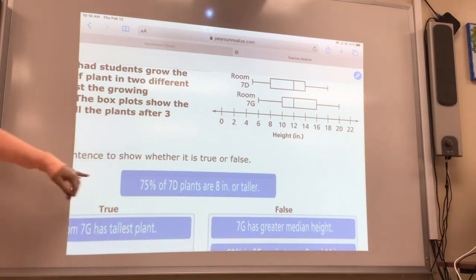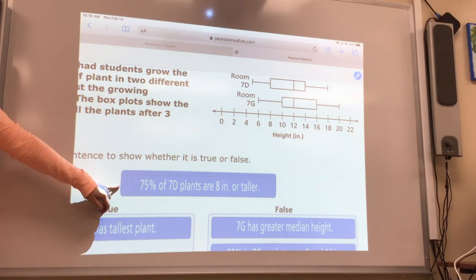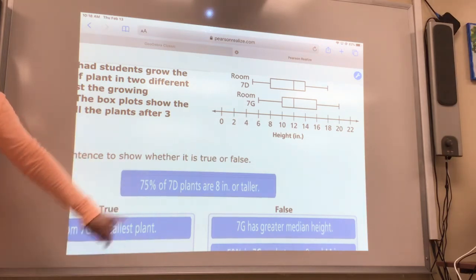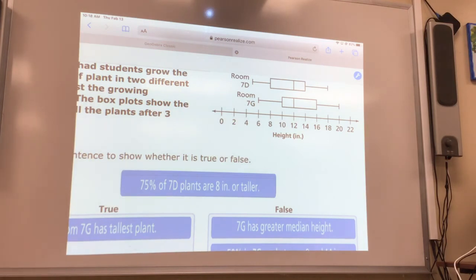Next one. 75% of 7D plants are 8 inches or taller. How would we find 75%? Because we only looked at 25s and 50s when I was writing information earlier. If quartiles split it into 25s, you just add another group. Every group is 25%, so how many groups do I need? 3. I need 3 groups to get to 75%.